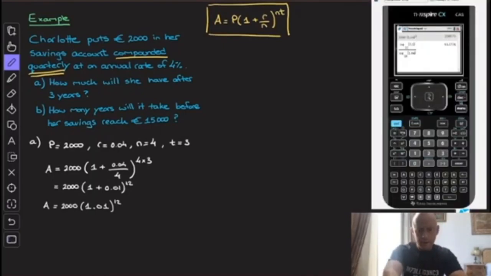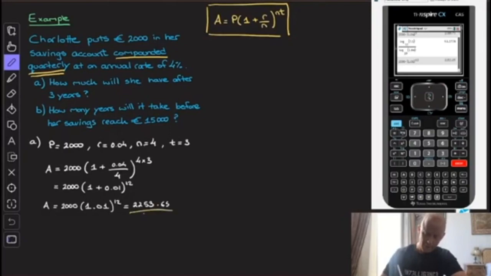Let's see, we are calculating, if I plug in all the numbers correctly, 2,000 times, in parentheses, 1.01, there it is, raised to the power of 12, and I type enter, and we're getting, if I copy that correctly, it's rather small on my screen, 2,253.65, okay? And again, I'll underline that, and those would be euros, right?